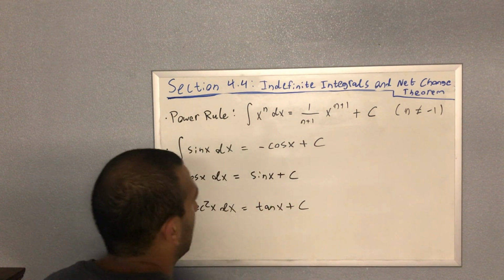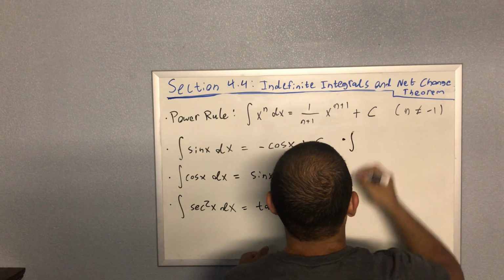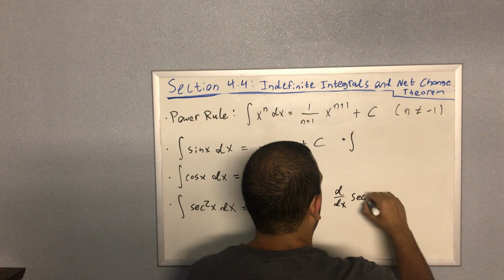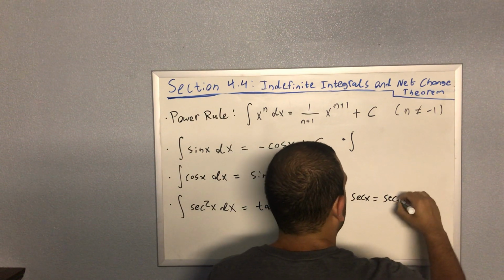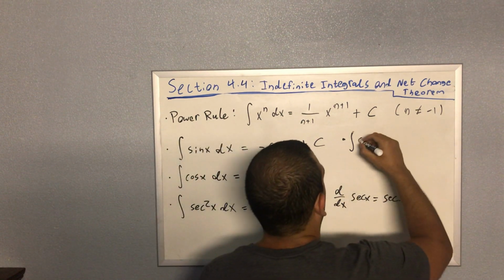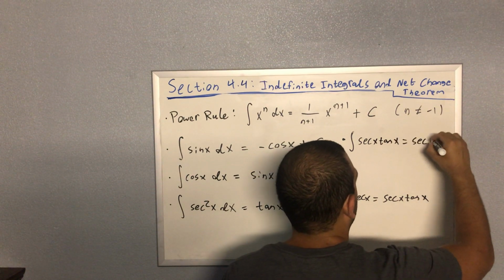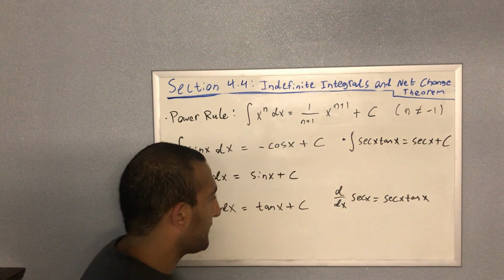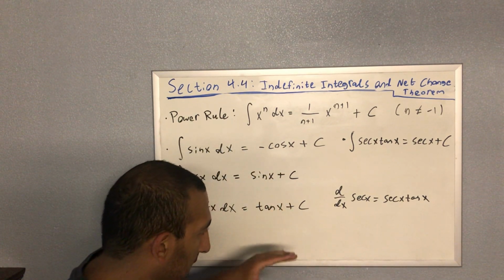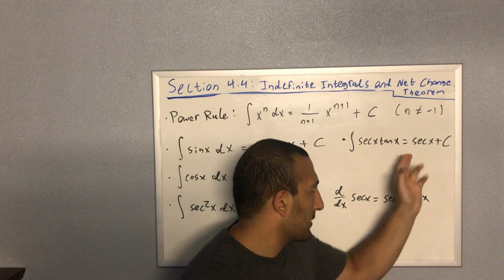Okay, so what's some more trig stuff that we know? Let's say, what's the derivative of secant? Remember, this is secant x tangent x, right? So we know that the integral of secant x tangent x should be secant x. That's another thing we know, right? Because we know that if we take the derivative of this, we get that back. So this will be true.